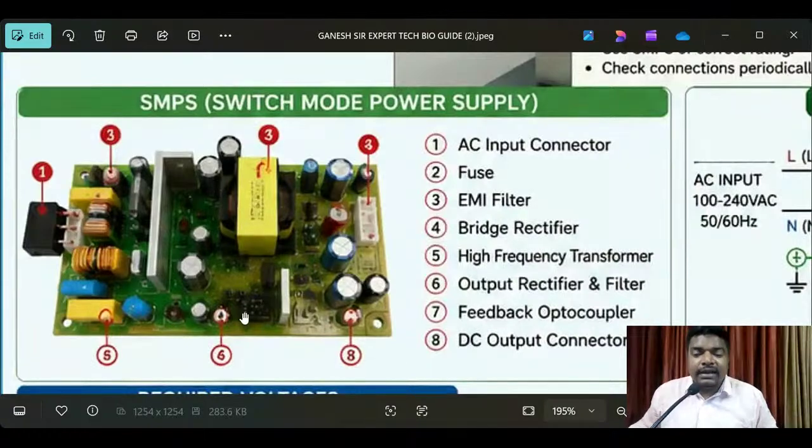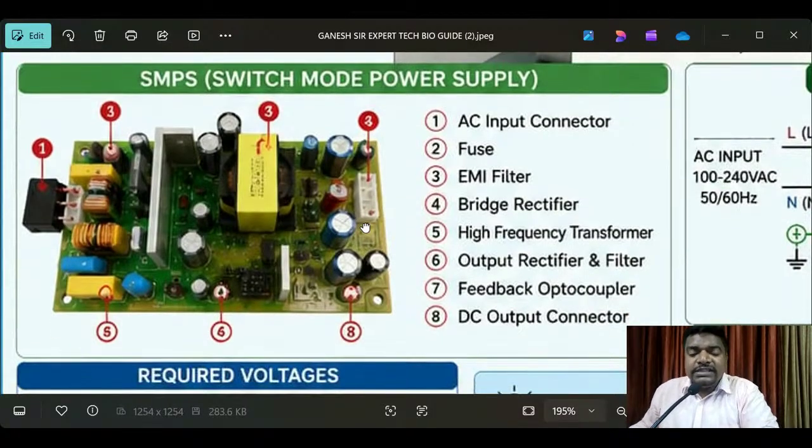Transformer, capacitor, resistors. These things are very important to find out to confirm the SMPS. I'm going to show you what parts are there and the labelled parts. Please keep watching my session presentation and what I'm explaining; try to watch this presentation. Okay, right. See here, first point.